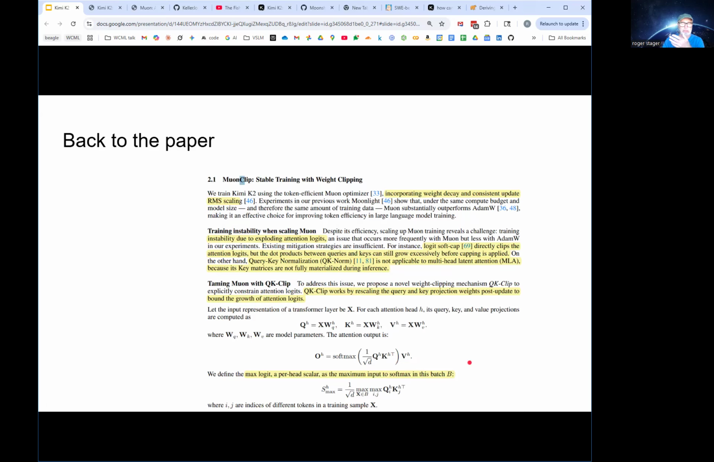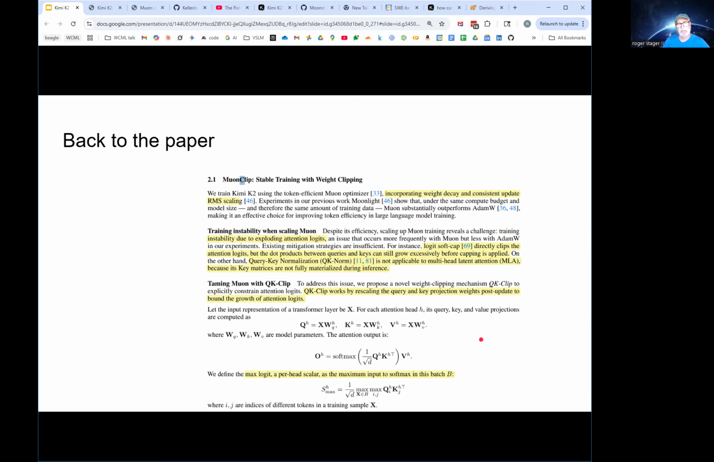They had a theory as to why that was happening, which had to do with the fact that typically with Adam it's a very sparse update, whereas here they're doing an update to all of the parameters in a scaled way, and so it was more likely to explode. So what they did is they came up with, to me, what seems like a super simple algorithm.